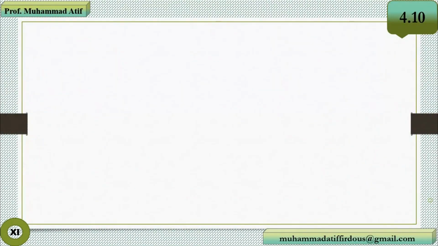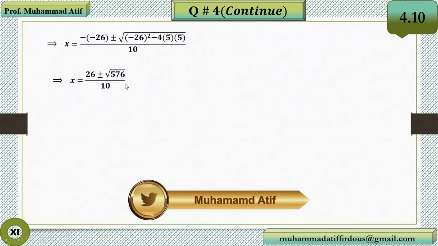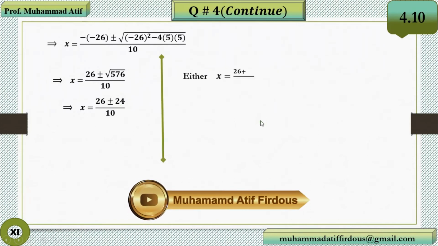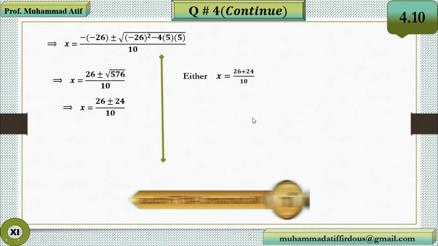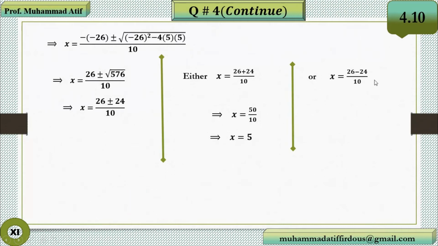Next, you can use your calculator. Negative 26 square is 676, and minus 4 into 5 into 5 is 100, or more simplifying we have 576, and under root of 576 is 24. Then take either x is equal to (26 plus 24) over 10, or you can say that you have x is equal to 5, and the second one is x is equal to (26 minus 24) over 10, you have x is equal to 1 over 5.